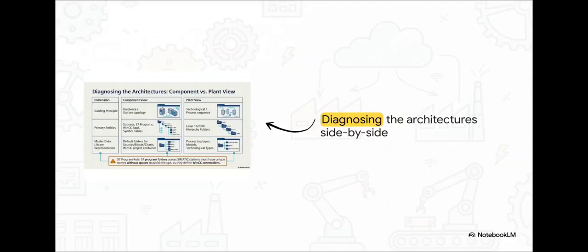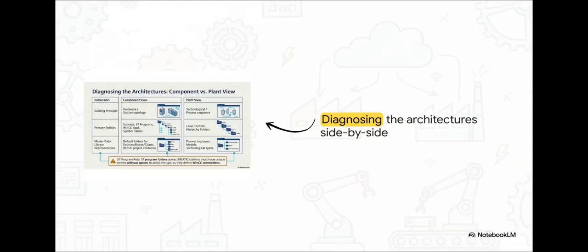The component view cares about station topology, while the plant view is all about the process sequence. But here's where it gets critical. Check out the S7 program rule. Even though these 2 worlds are separate, they absolutely have to communicate eventually. And let me tell you, the system is completely unforgiving here. S7 program folders across these stations must have totally unique names. And get this, absolutely no spaces are allowed.